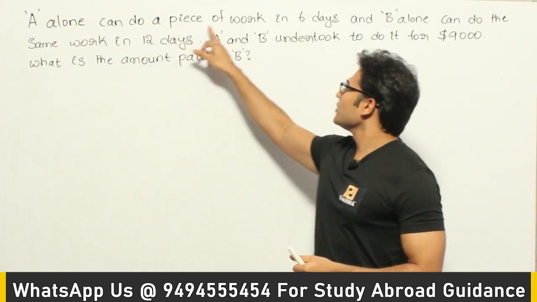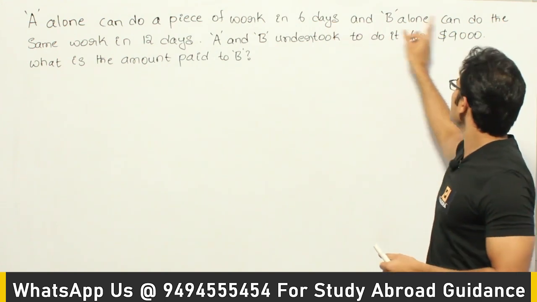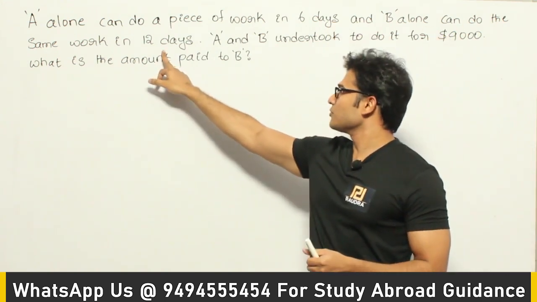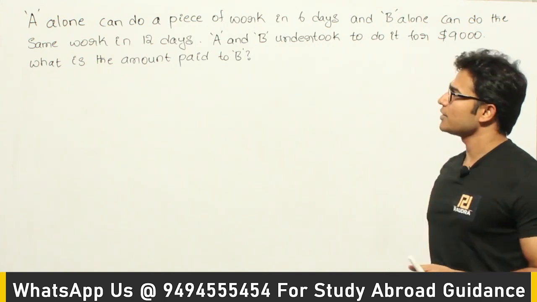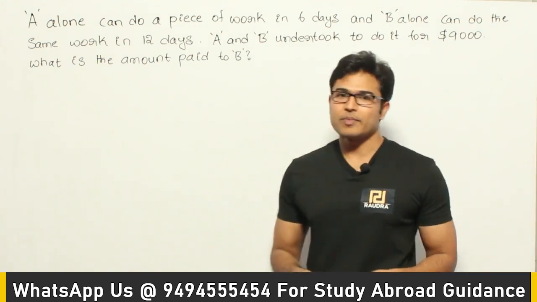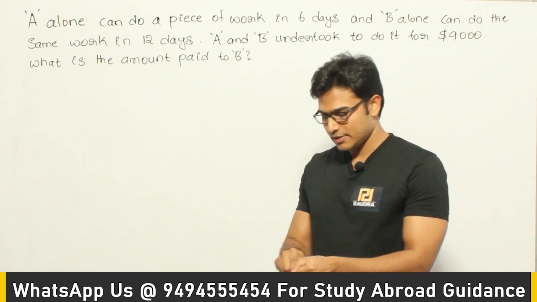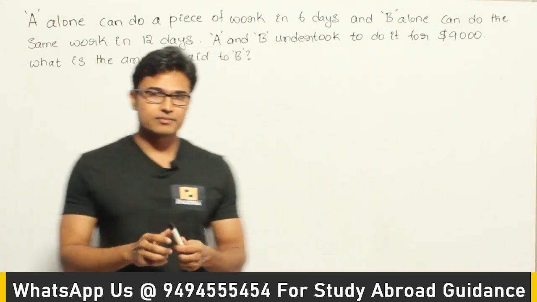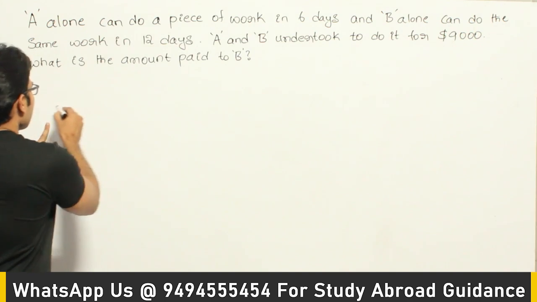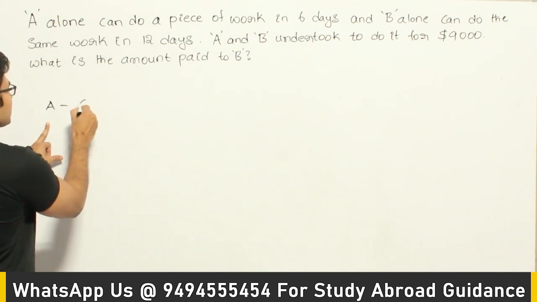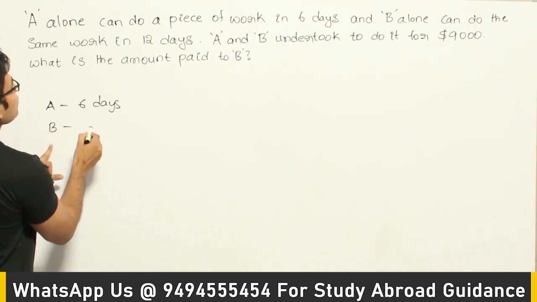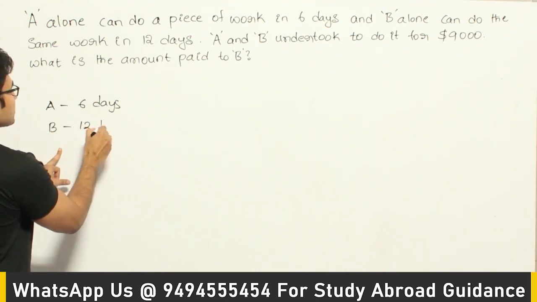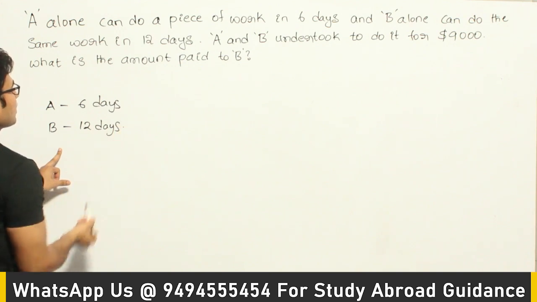Now A alone can do a piece of work in 6 days and B alone can do the same work in 12 days. A and B undertook to do it for $9,000. Then what is the amount paid to B? Got it? Now they are saying that A will be able to do the work in 6 days. B will be able to do the same work in 12 days, when they are working alone, right?